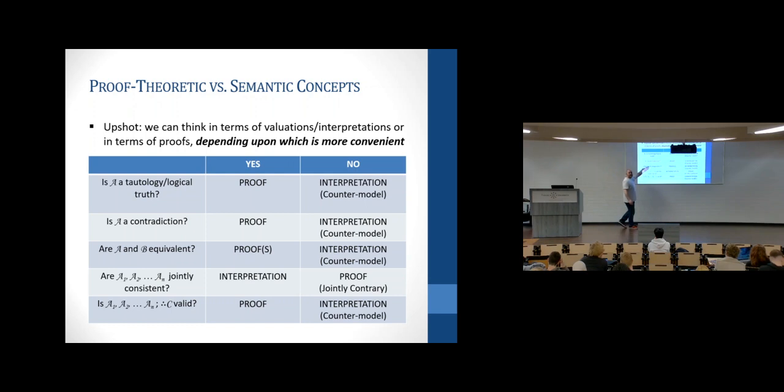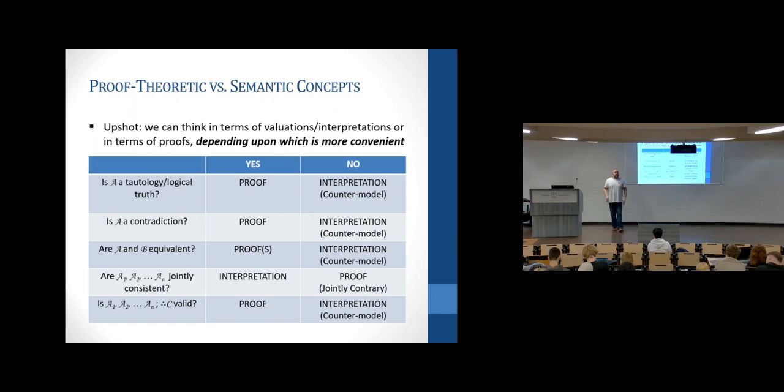Yeah. We can construct a proof, take it as an assumption, and derive a contradiction from it. Show that it is jointly contrary just by itself. And if it's not a contradiction, then we can give an interpretation where it's true.